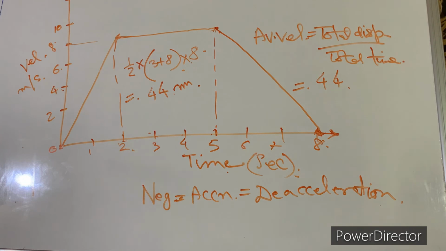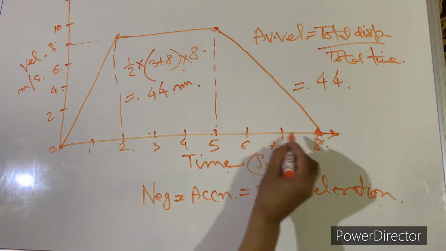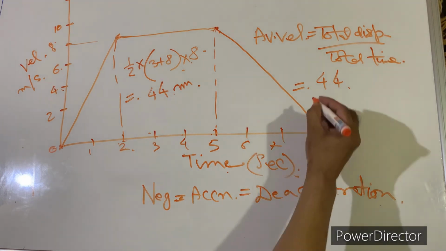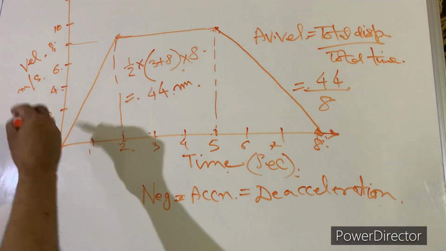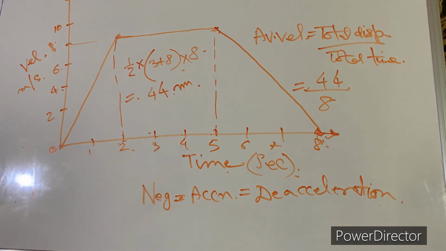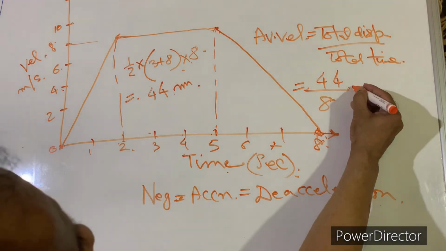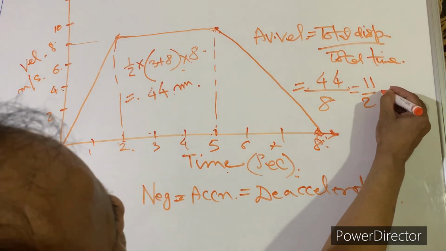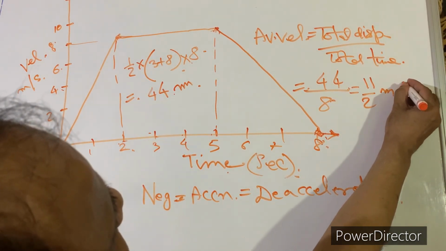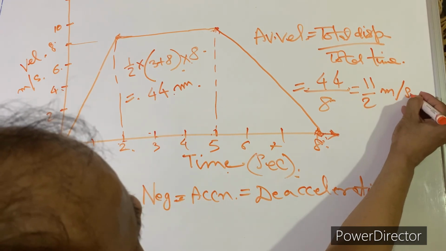Now divided by the total time taken. Total time taken during this time was 8 seconds. Therefore, the average velocity of the body during this time of travel is equal to 44 by 8, or equal to 11 by 2 meters per second.